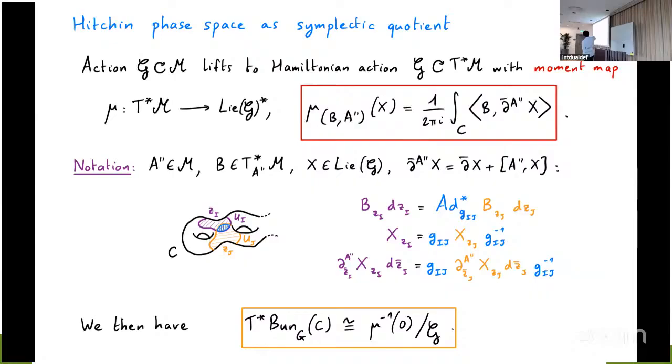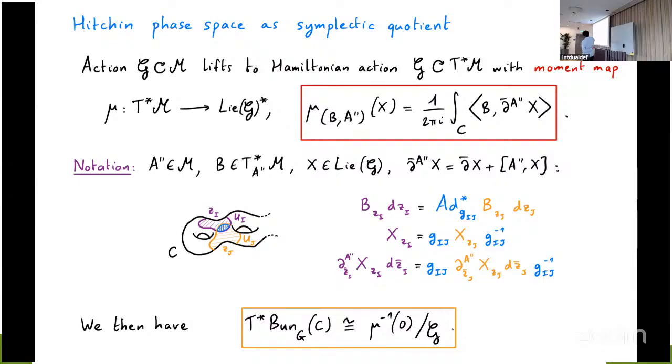So this moment map, if you evaluate it at this point, gives you an element of the dual of the Lie algebra. So if I feed it an element of the Lie algebra, I get a number, which is this integral. Okay, so this is a formula to keep in mind. The moment map is the pairing of the B field, which is g-star valued, with a covariant derivative of the Lie algebra element, which is g valued. So let me tell you a bit more about this notation. A double prime here is a 0-1 connection, as we just saw.